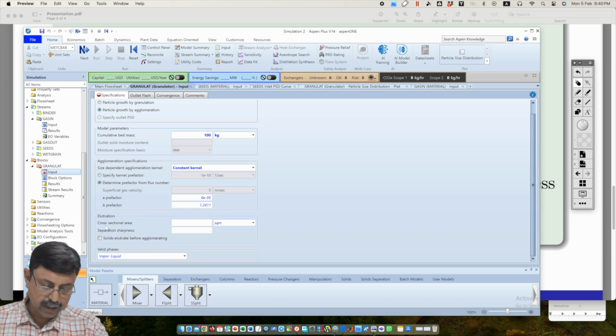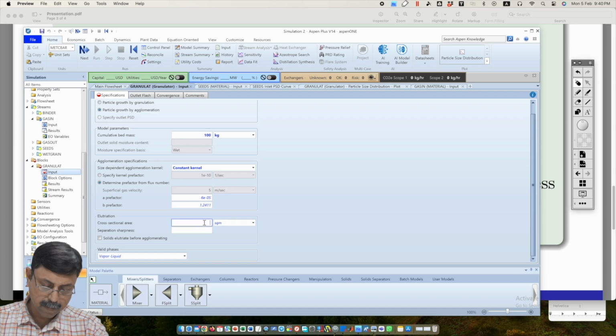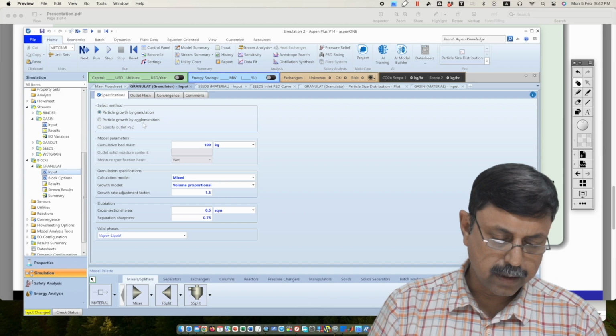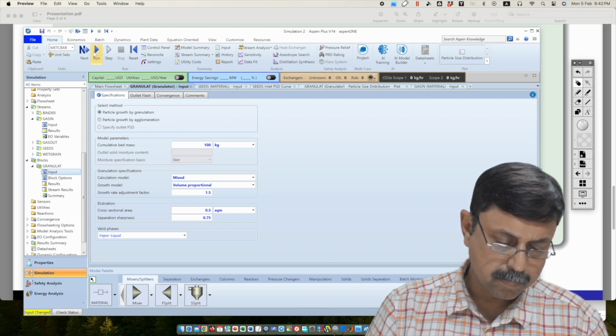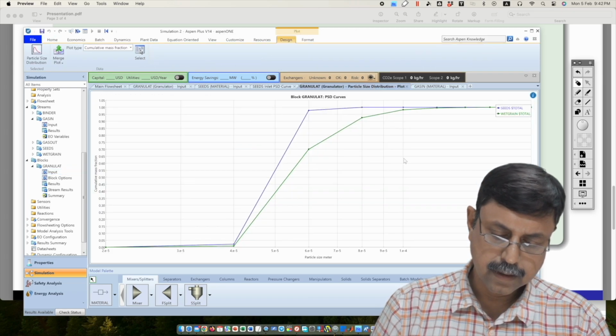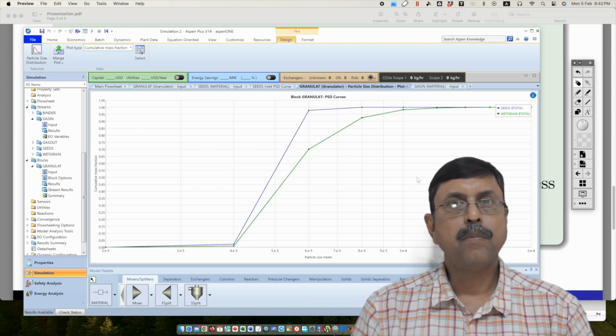And we have to feed in these two data, cross-sectional area and separation sharpness. For that, cross-sectional area is 0.5, separation sharpness is 0.75. So 0.5 meters square and 0.75 separation sharpness. Okay. Now again we run the simulation. It is not giving good result. And granulation model, if we run, then we are getting good result. Okay. And here it is somewhat same as whatever we have obtained for model without elutriation.